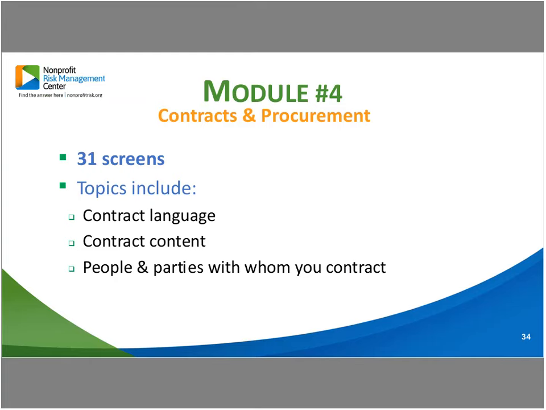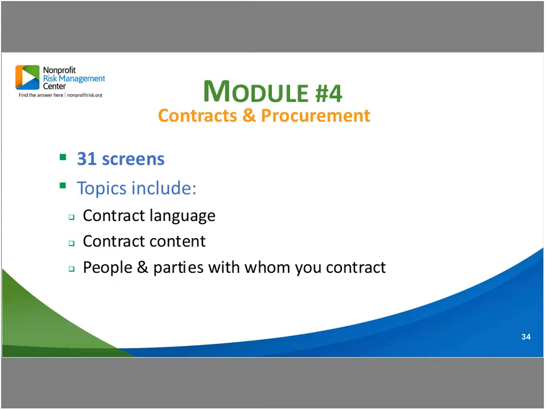So the fourth module is the Contracts and Procurement module, and this is relevant to most organizations because most organizations will use vendors or have outside contractors who are doing some type of work for their agency. This module has 31 screens.